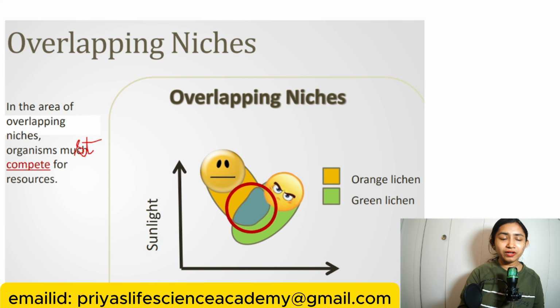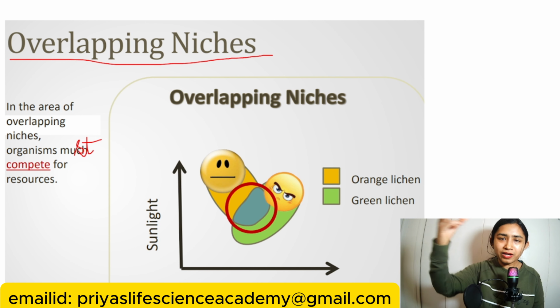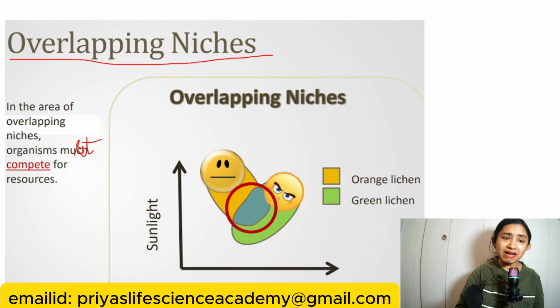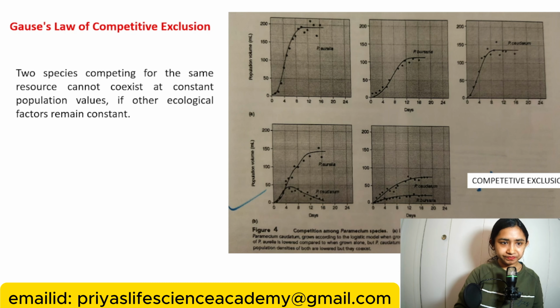Okay, now here you can see when overlapping niches, there will be competition. In the area of overlapping niches, organisms must compete for resources. Here you can see these are 2, orange lichen, green lichen. Here they are overlapped with each other, and that's why there is a war, an interspecific war.